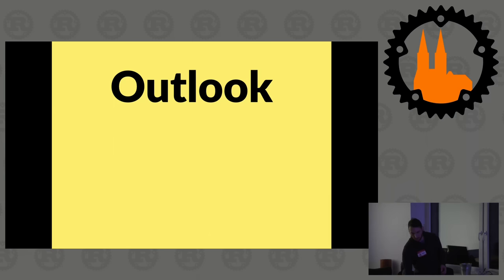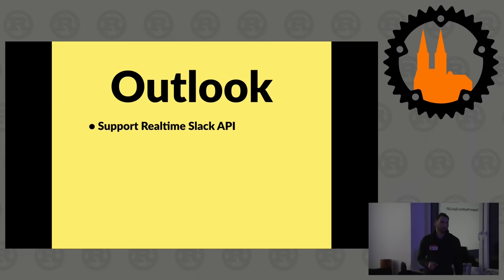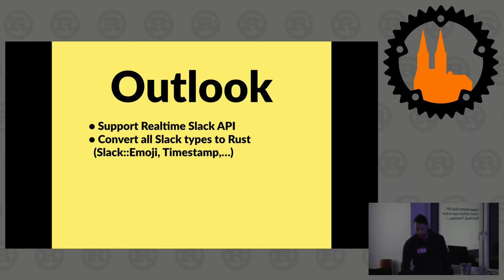What is missing? I would love to support the real-time Slack API. Slack has another API which is based on events. You could start a long-running process, and it would listen to some event bus and react on that. That would be amazing to also include, and I'm planning to do that. Then I need to convert all the remaining Slack types.